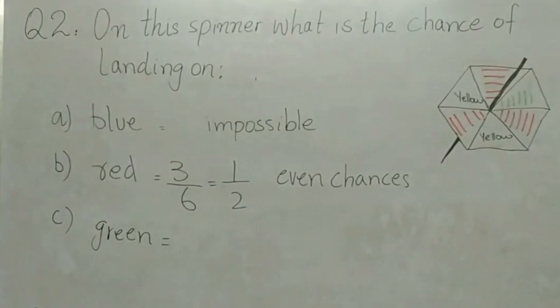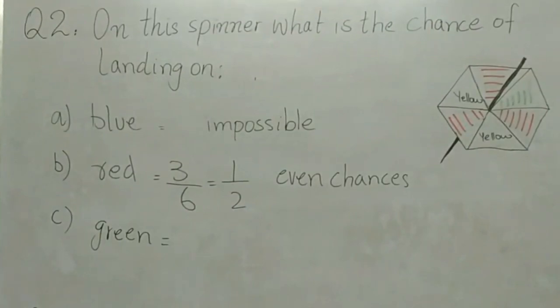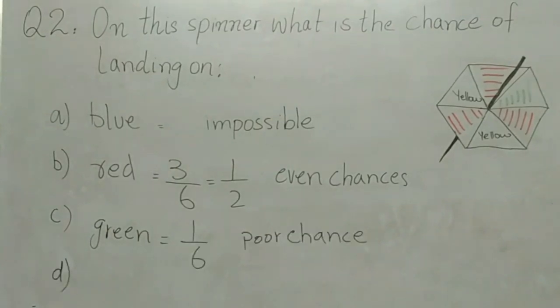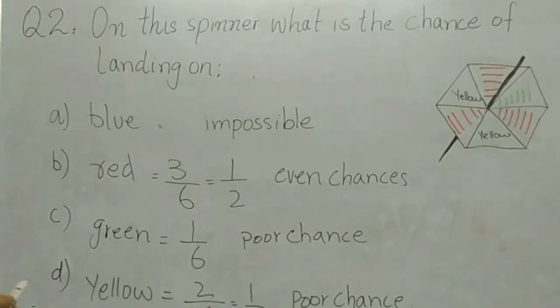Now take example of green. How many green parts are there? Only 1. So we can write 1/6, or in words we can say that there are poor chances of green color that can come. Now take example of yellow. How many yellows are there? Only 2. When we simplify it, we can write 1/3. So there are poor chances of yellow as well that can come. Cool.